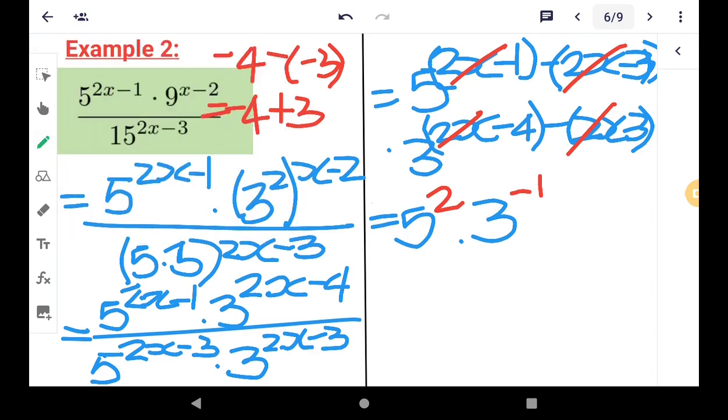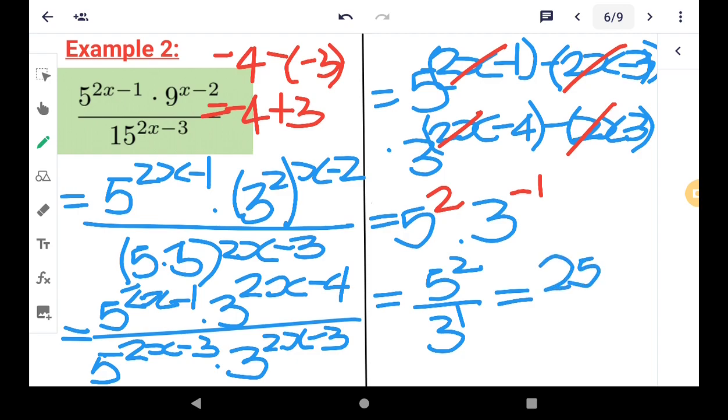That is equal to 5 to the power of 2 over, you take the 3 to the bottom to make it 3 to the power of +1, which then gives us 5 squared is 25, so 25 over 3. Can leave it as this, or you can leave it as a mixed number. 3 goes into 25 8 times, use the 3 times table, and leaves 1 over 3. Can leave it in any format you prefer or your teacher prefers. This and that is exactly the same thing.